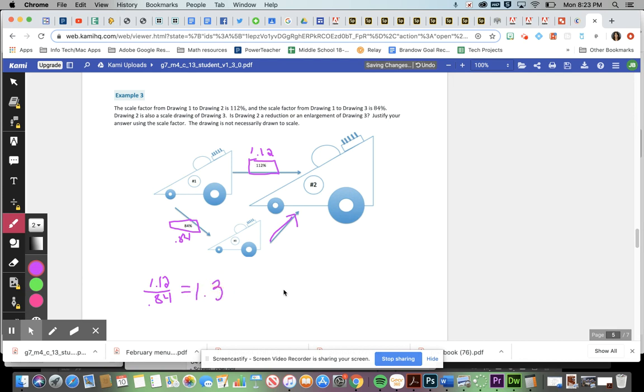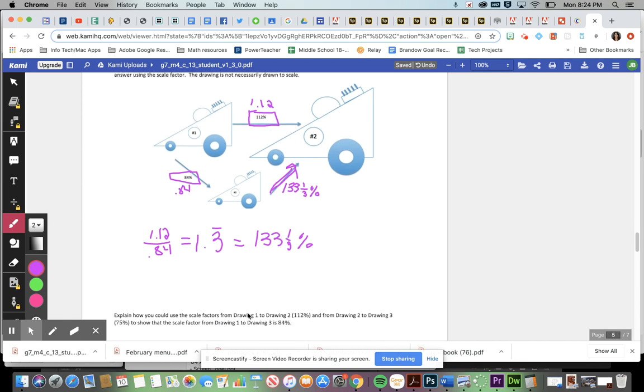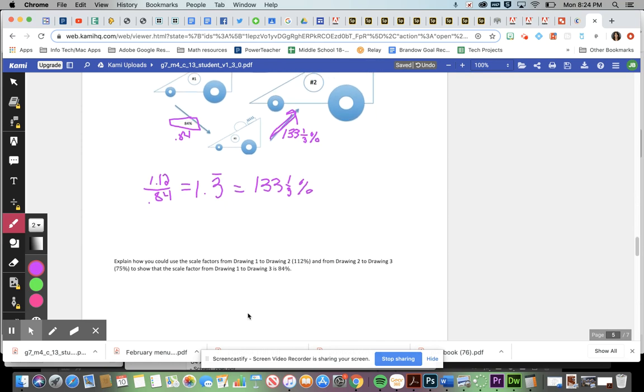And I'm trying to find the scale factor, so I'm going to change this to a percentage. If I move it over 2 places, it'd be 133. And if the 3 repeats, it'd be 0.333, or 1/3%. So this would be 133 and 1/3%. And that does prove that it is an enlargement.